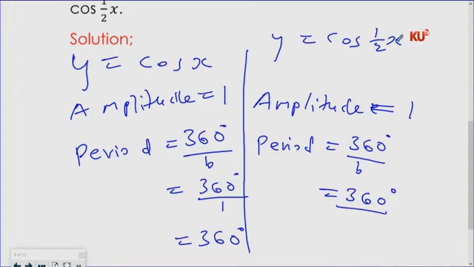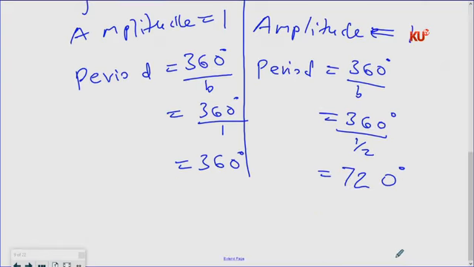Our b, we said, is the coefficient of x. For this question, our coefficient is not 1. As you can see, before this x there is a number appearing, which is 1 over 2. So I'm going to divide my 360 degrees by a half. If you work this out, you will get 720 degrees, and that is my period. So we don't have the graph for this example, Lana, but we are able to get the amplitude and also the period.